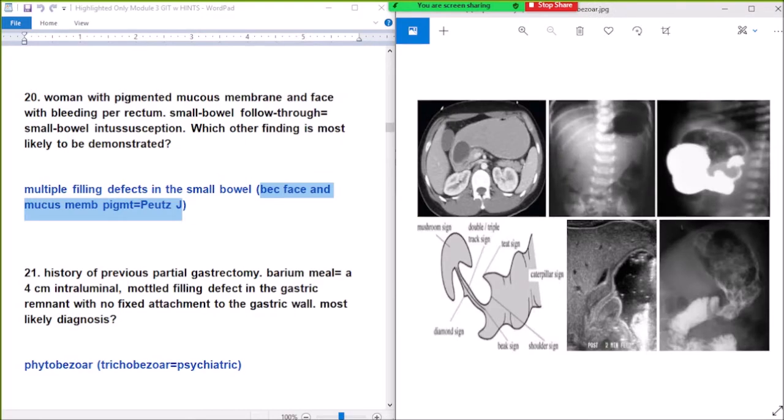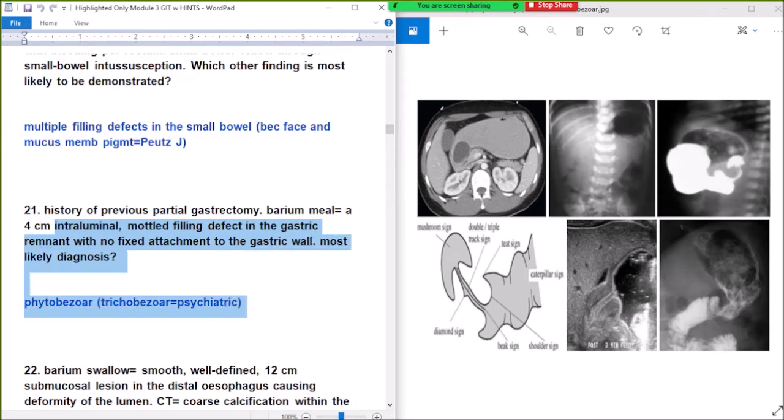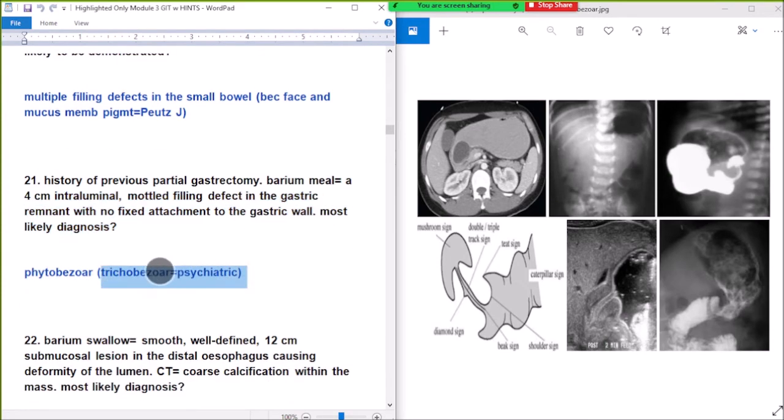Question number 21. History of previous partial gastrectomy. Barium meal shows a 4 cm intraluminal mottled filling defect in the gastric remnant with no fixed attachment to the gastric wall. Most likely diagnosis: phytobezoar or trichobezoar. Trichobezoar is seen in psychiatric patients and consists of hair. Phytobezoar is seen after partial gastrectomy.